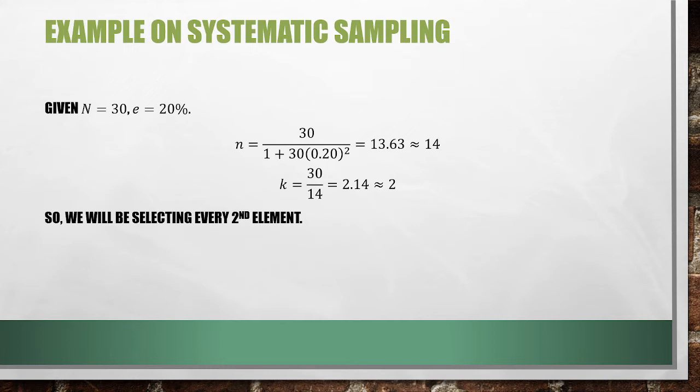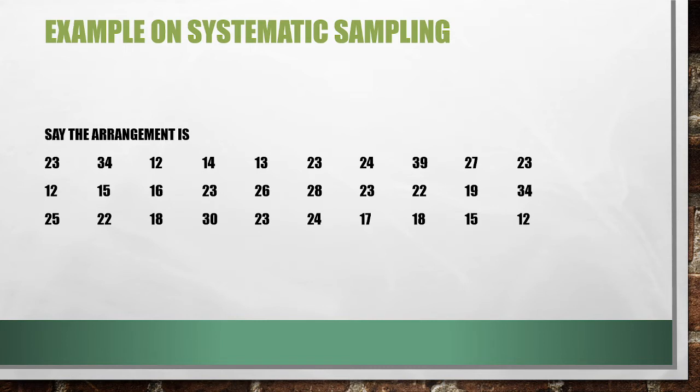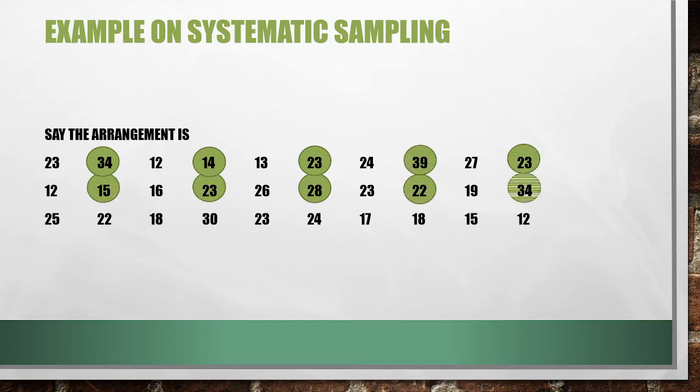So in here, we divided the 30 by 14. I'm not sure bakit ginawa ko itong 2. But anyway, we rounded that off. So we will be selecting every second element or second individual. Say this is the arrangement. So gagawin lang natin, we just need to select every 2. So pwedeng we have here 34. So left to right, down, up, down tayo. Then we have 14. Then we have 23, then we have 39, 23, 15, and so on.